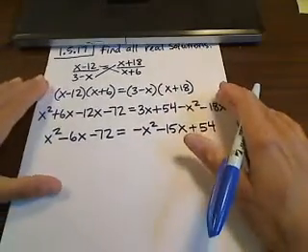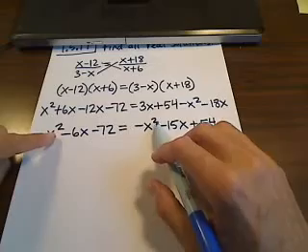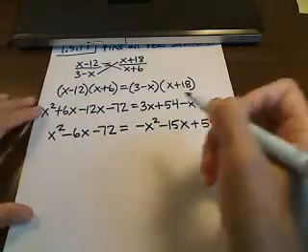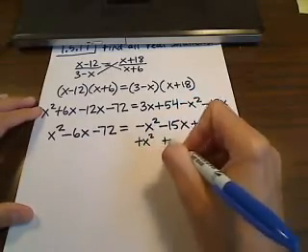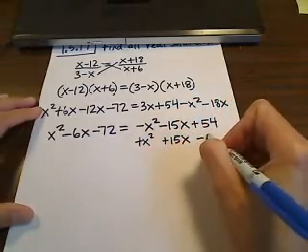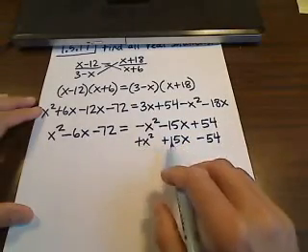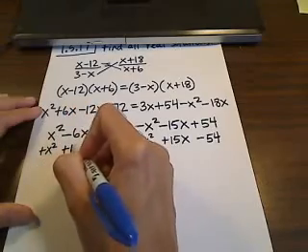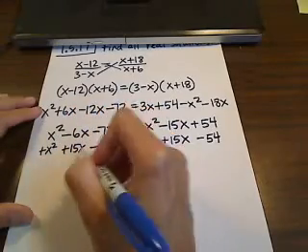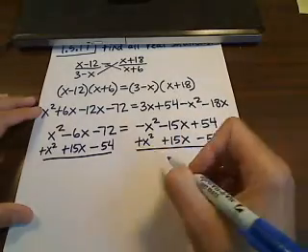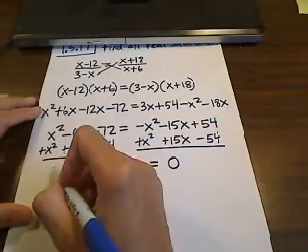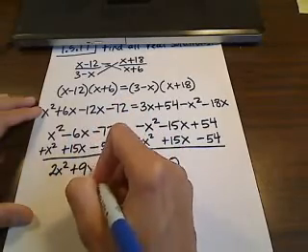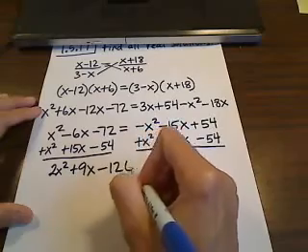Okay, so I see the highest power on x being a 2, so I'm thinking this is a quadratic, and the way that I'm going to solve it is by setting it to 0. So I'm going to take all of this to the other side, which means adding x squared, adding 15x, and subtracting 54. Okay, so I'm going to get 0 on this side. On this side, I'm going to get 2x squared, 15 minus 6, I get 9x, and this is a minus 126.